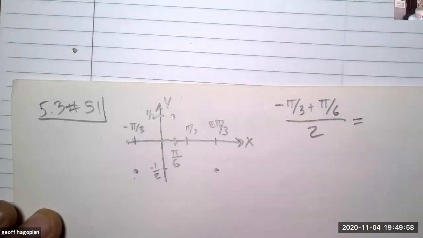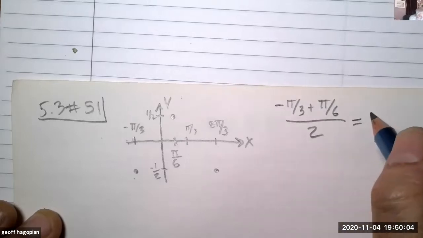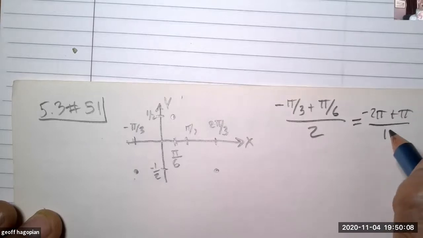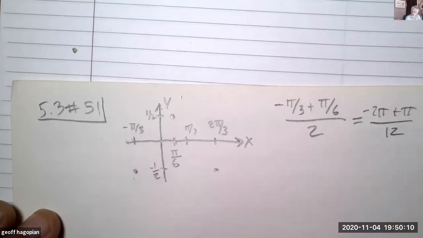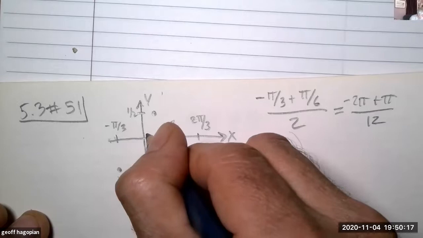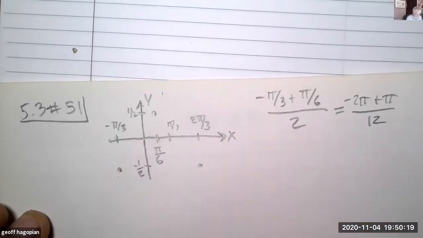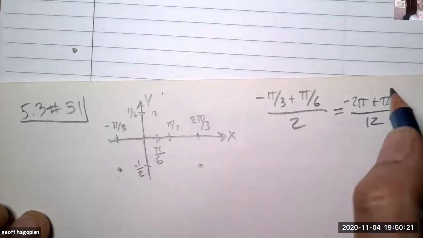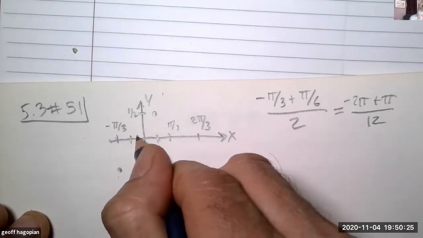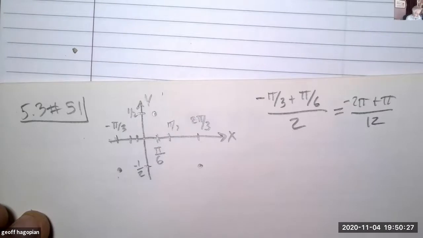And I don't know, you could multiply the top and the bottom by 6. You get negative 2 pi plus pi over 12. That's one way to do that. So that's pi over 12. Okay, yeah, sure, pi over 12. Oh, negative pi over 12, right? Yeah. So here's negative pi over 6. So negative pi over 12 is going to be halfway in between there, right?